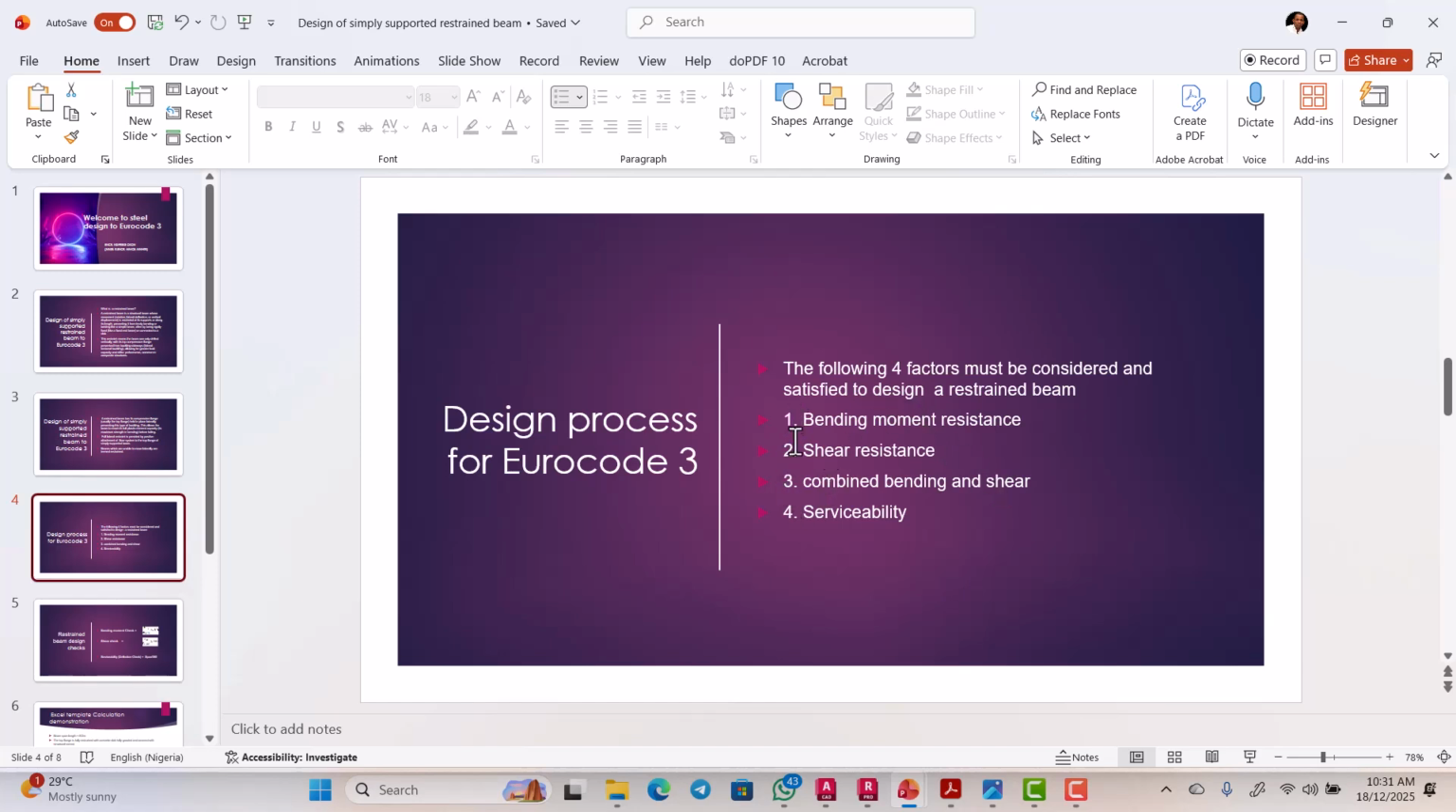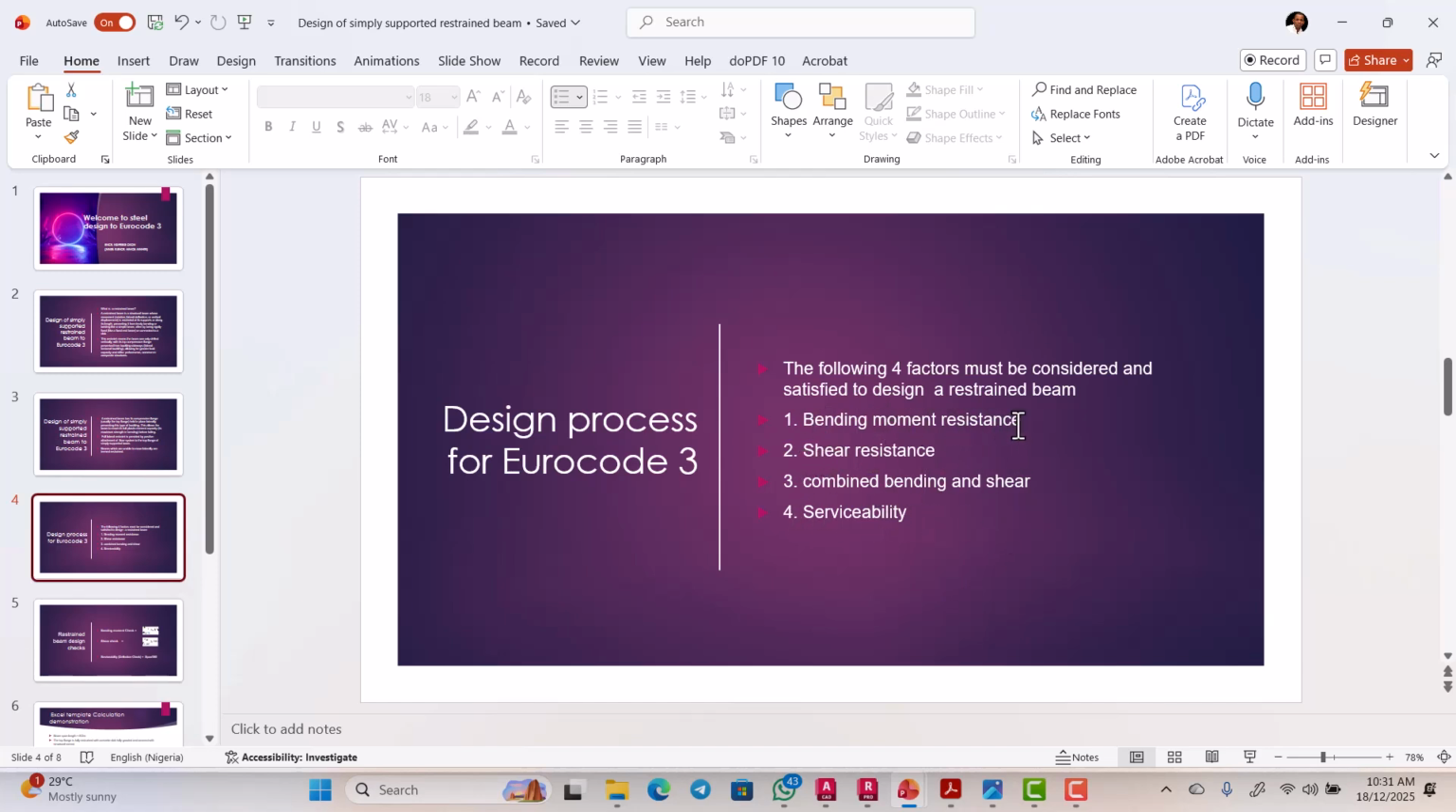So we are going to focus on 3 factors, which are the bending moment resistance, the shear resistance, and the serviceability. So when you are designing a restraint beam, after the loading and the analysis, these are the checks that you need to consider: the bending moment resistance, the shear resistance, and the serviceability.